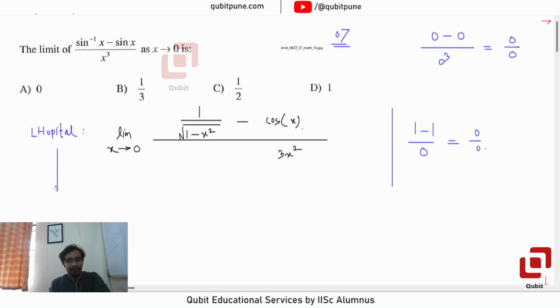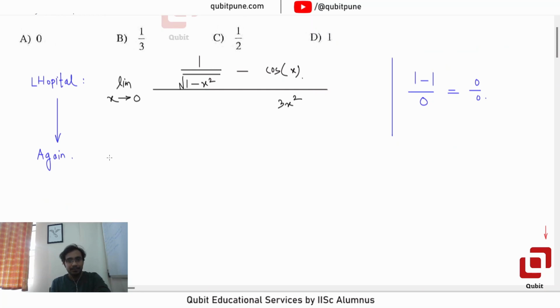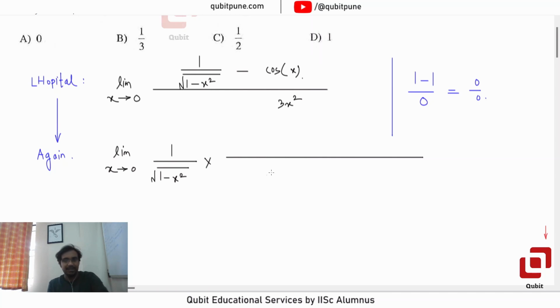We have to apply L'Hospital's rule again, but what I'm recommending is that first you make an adjustment here. That adjustment is you can take this 1 upon root 1 minus x squared common from the numerator. I'll tell you the reason after we do it. Then we'll get 1 here, and here we will have 1 minus x squared into cos x.